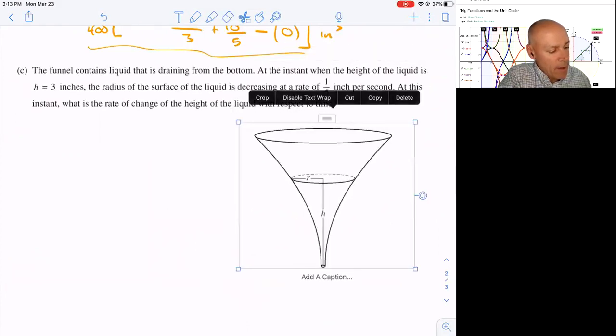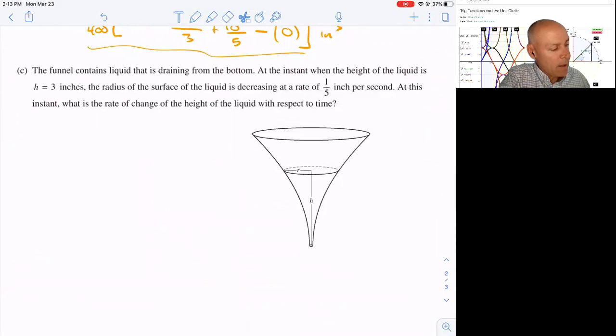So there's my funnel. Okay, after reading the problem, what I want to do is convert words into calculus notation. If I see this, it says the funnel contains liquid that is draining from the bottom. So the liquid is coming out at the bottom. At the instant when the height of the liquid is h equals 3, so we're going to say this distance here, h equals 3.